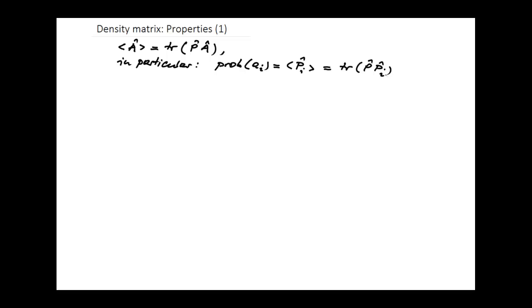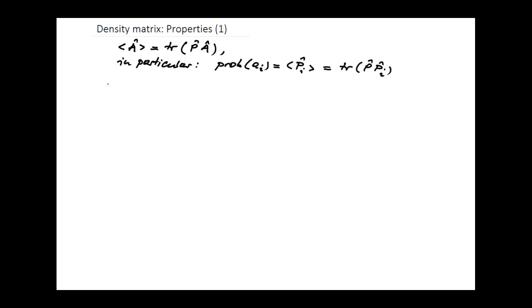And this too we can now write in the form with the density matrix. So the probability of finding a certain measurement value a_i for an observable A is now given by the trace of the density matrix times the projector onto the associated eigenspace. This helps us to find a number of useful properties of the density matrix.